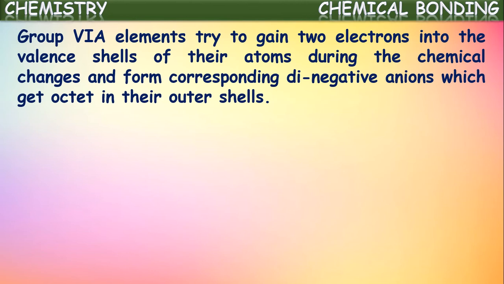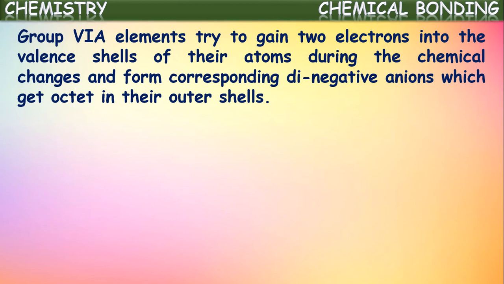Okay, let us consider some other elements from the 6th A group, which we call chalcogens, the oxygen family. We can say oxygen, sulfur, selenium and tellurium. These elements have 6 electrons in their outermost shell. As there are 6 electrons in their outermost shell, if they gain 2 more electrons, they can get the octet configuration in their outermost shells.